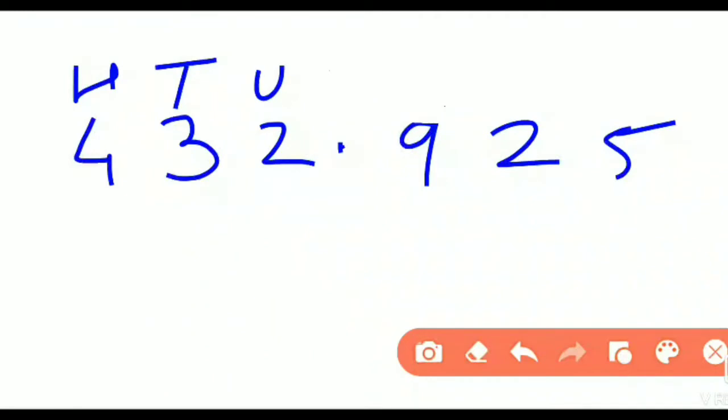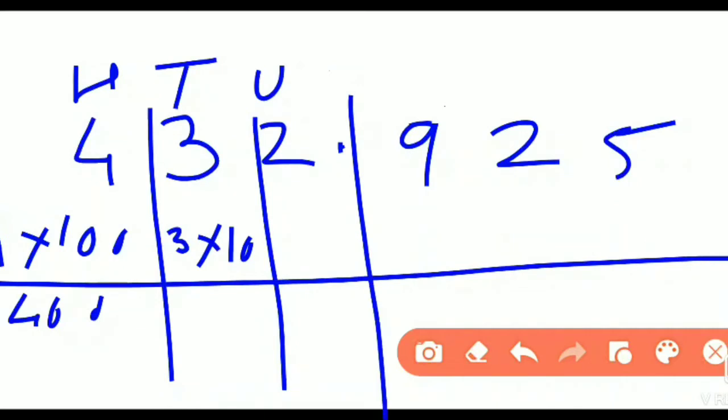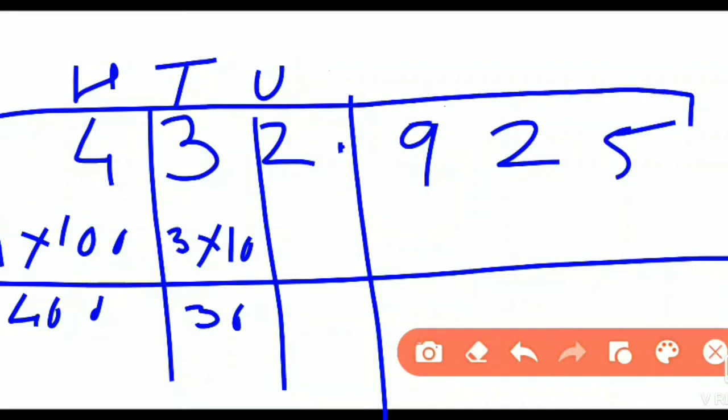Now the place names we have seen. Now we will see the values. 4 means 4 into 100, that is 400, and it is at the hundreds place. Now 3 is at the tens place; if it is present, you have to multiply it with 10 and its answer is 30. And 2 we multiply with 1, and 2 ones are 2, and it is the unit place.